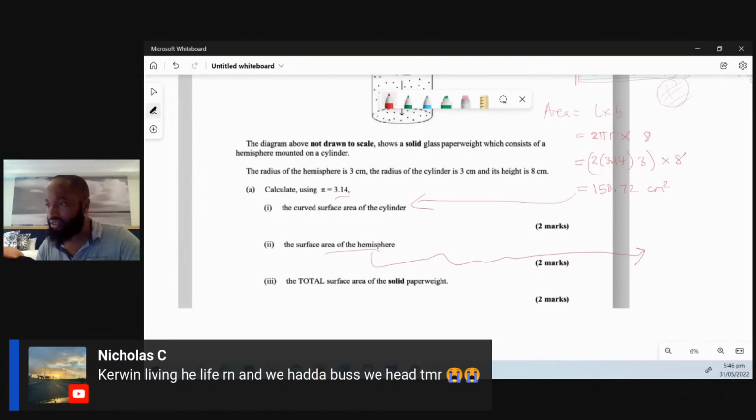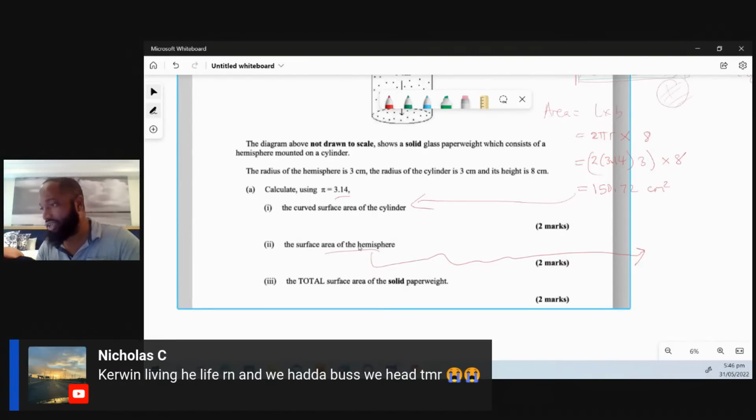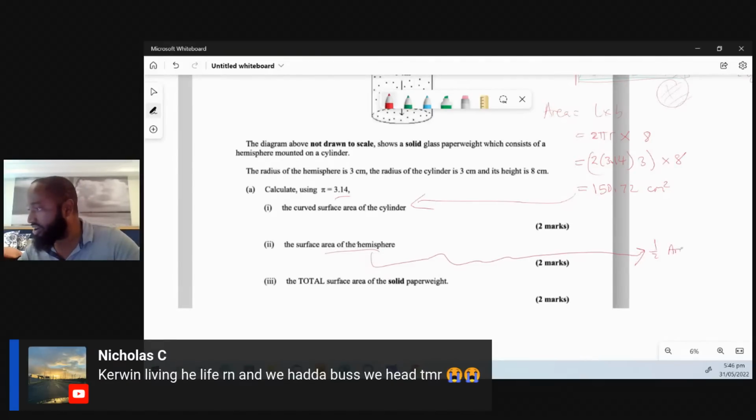Surface area. The surface area of a hemisphere is just half of a sphere, half the area of a sphere, and I think it's 4/3 pi r squared. Let me just double check. Area of sphere. Or it's just 4 pi r. It's just 4 pi r squared actually.